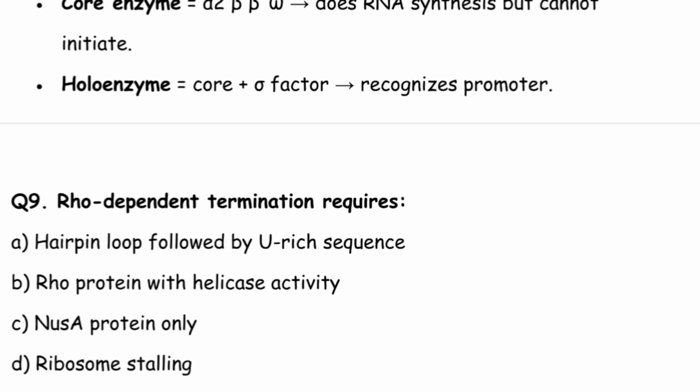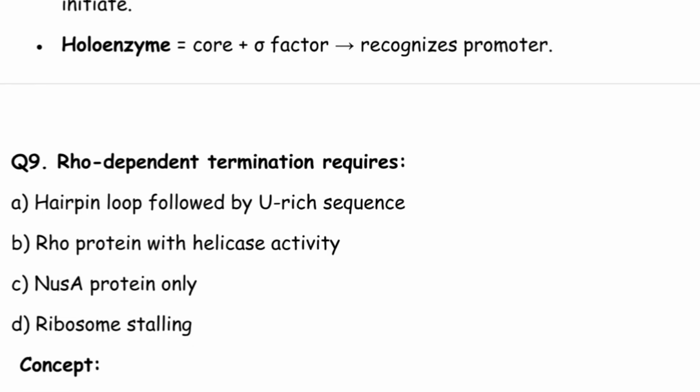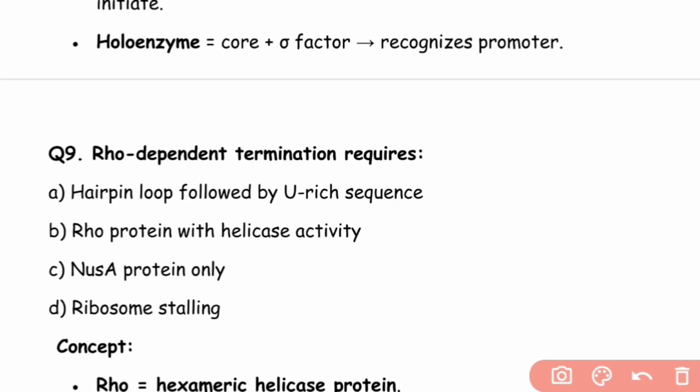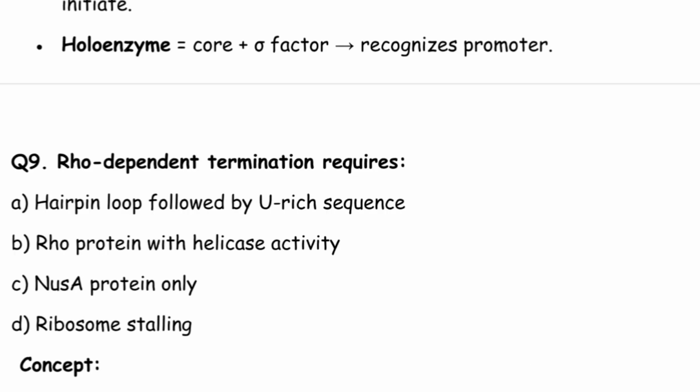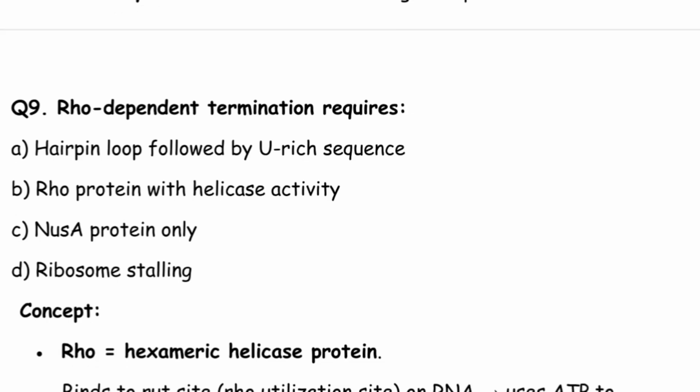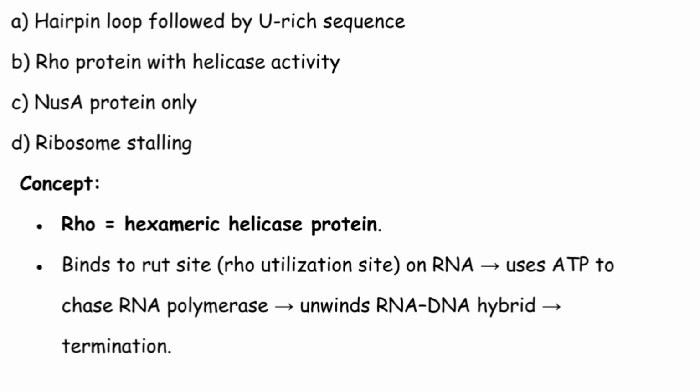Next question. Rho-dependent termination requires: A. a hairpin loop followed by a uracil-rich sequence, B. Rho protein with helicase activity, C. NusA protein only, or D. ribosome stalling. The correct answer is B. Rho protein with helicase activity. As it is Rho-dependent, it will require Rho protein. In the case of Rho-independent termination, that will require a sequence which forms a terminator in the form of a hairpin. So Rho is a hexameric helicase protein. It binds to the rut site, which stands for Rho utilization site, which is present on the RNA.